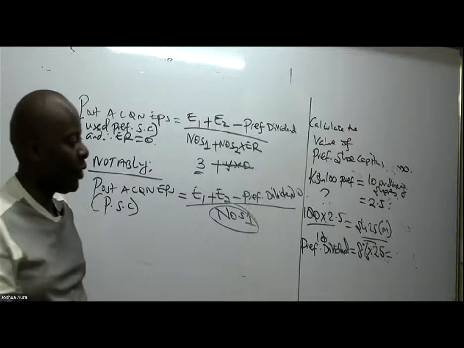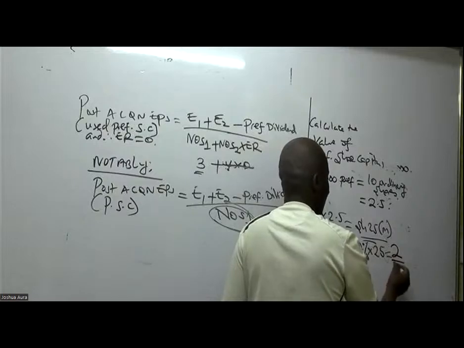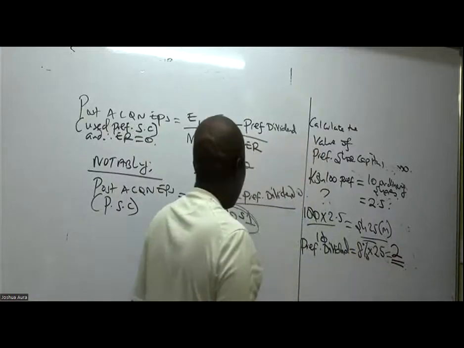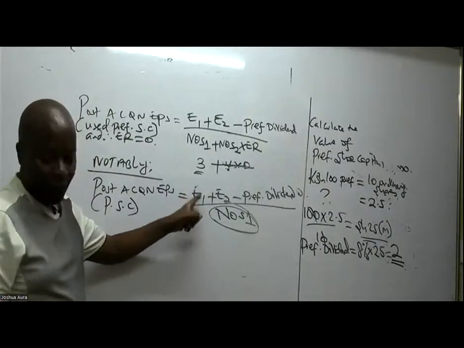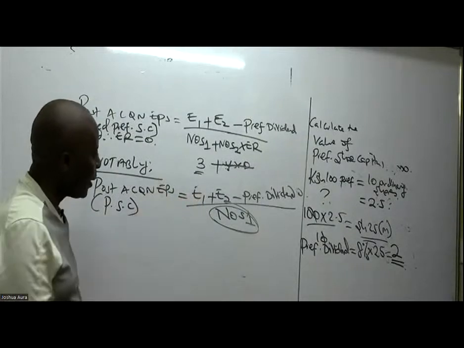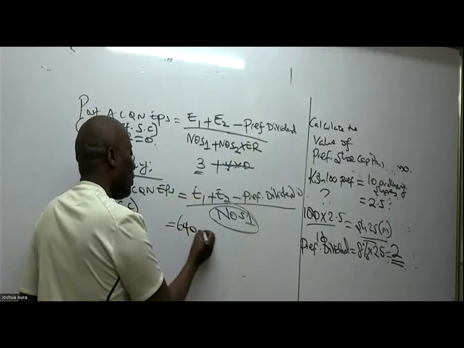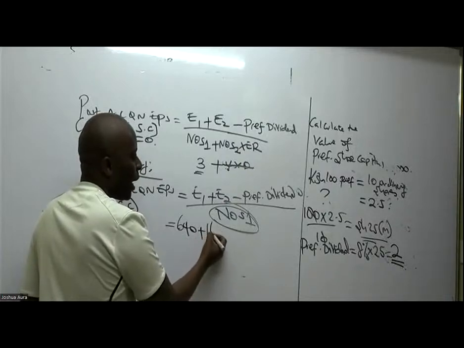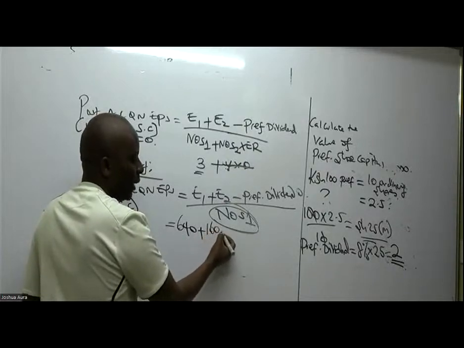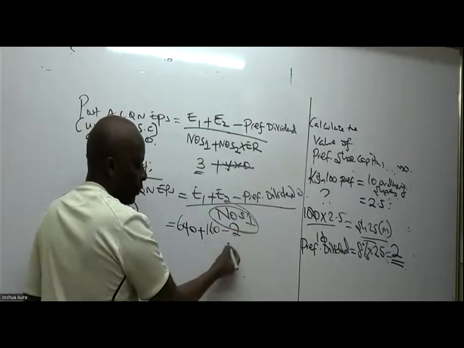So I'm being given a figure of 2. Thank you so much. Could you kindly double underline this figure, and then come and fix it here. So, ladies and gentlemen, the earnings of company 1, if I remember very well, you had given me this figure of 640. We have here a figure of 160 million. And then we have a preference dividend of 2.